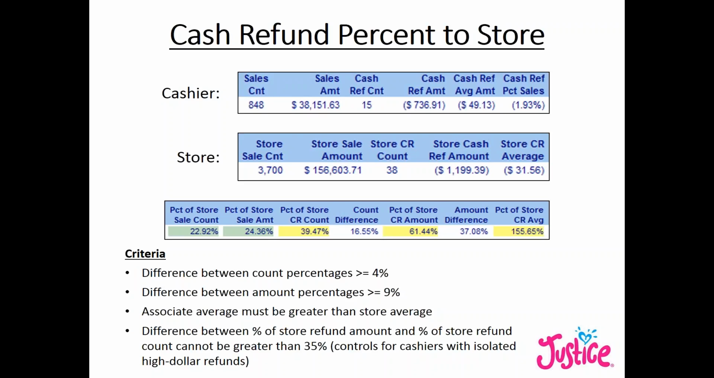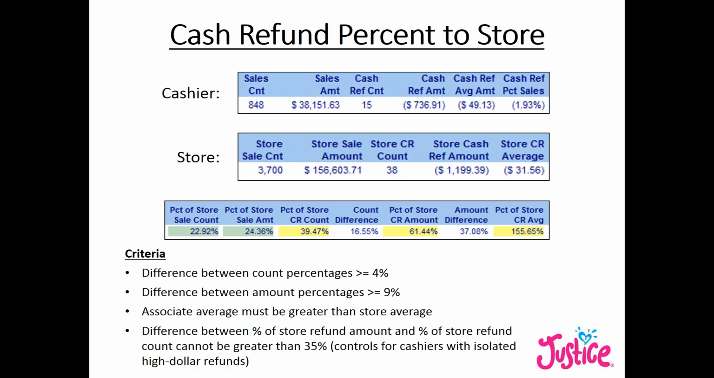The criteria for the auto-run report is basically how I'm trying to remove false positives and also bubble the important people up to the highest part of the report. So the difference between the counts percentages has got to be more than 4 percentage points, and it's just a percentage point basis. The difference between amount is 9%, and again, that's just achieved based on benchmarking, so what's normal in our environment. And then the associate's average refund must be greater than the store average refund. So those are all the ideas of throwing out the false positives of people who are in line with their own sales activity.